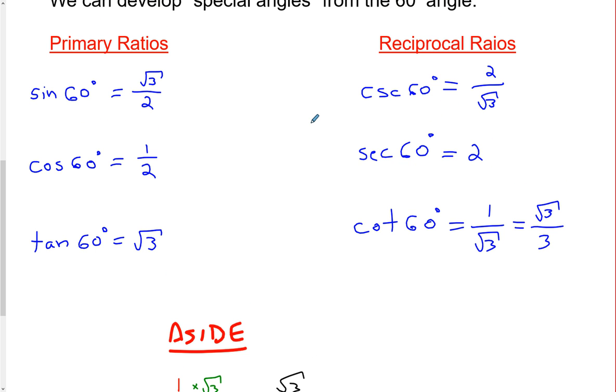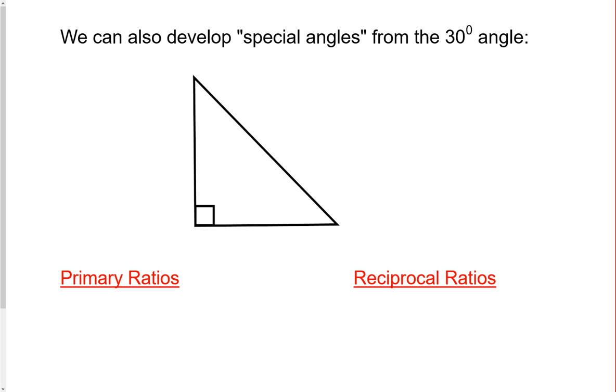So later you're going to want to write all of these down. Everything in blue, our primary trig ratios and our reciprocal trig ratios, you're going to want to write all of these down for the 60s. Okay? I don't want to dwell on that, but you're going to want to write all these down later, and you'll have full access to this file. This is also in your textbook, and I'll also post extra videos, and this video will be posted as well. But I want to move on for now, because we could also develop some special angles for a 30-degree angle.